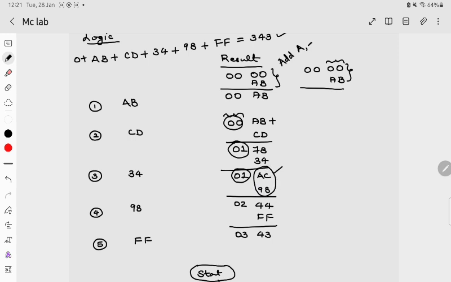Then that 1 should go to the higher byte. That 1 actually comes in our carry flag, so it should go to the higher byte. So our higher byte should get incremented by 1, and our higher byte should become 2. And the lower byte will be 44.